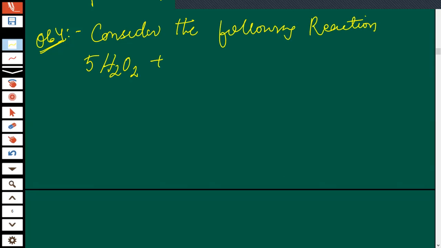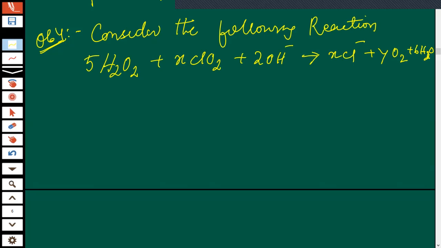5H2O2 plus XClO2 plus 2OH minus gives XCl minus plus YO2 plus 6H2O. See, my dear children, this is the reaction they gave. Don't panic. See the reaction and try to utilize the technique which you have.